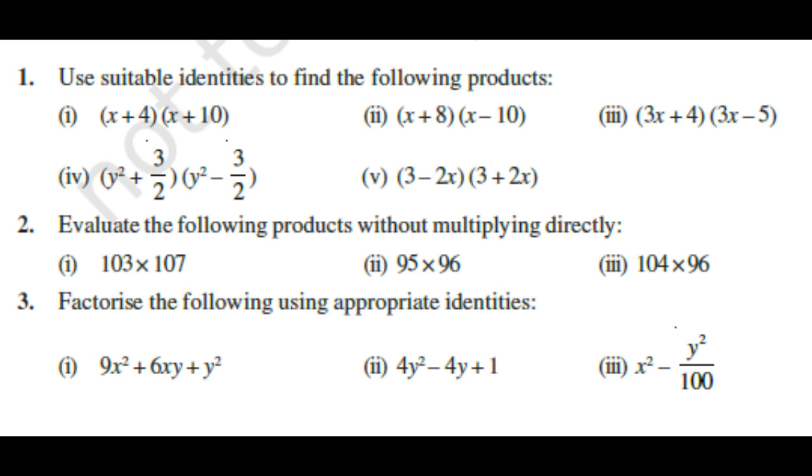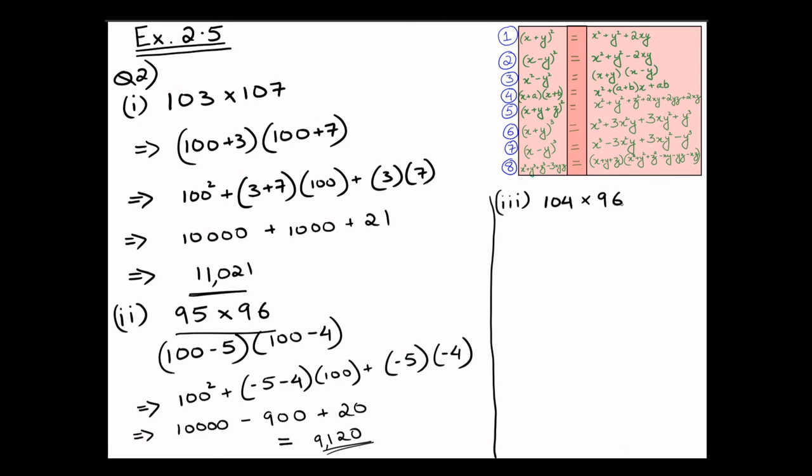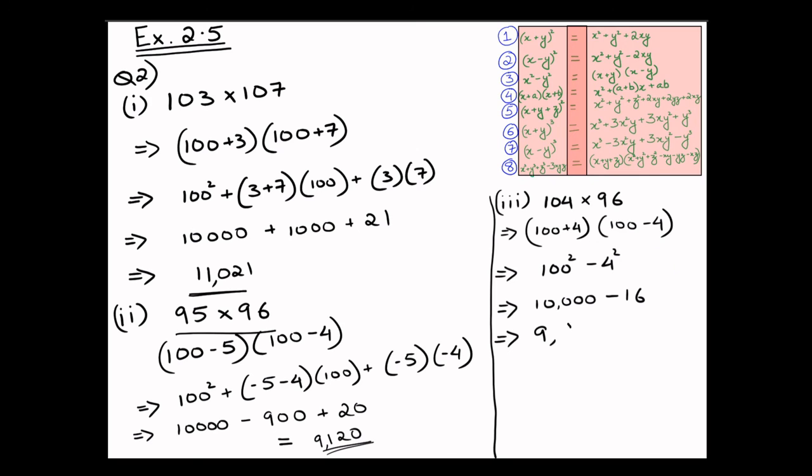The third part is 104 into 96. I'm going to represent this as 100 plus 4 multiplied by 100 minus 4. This is also similar to one of our identities. Identity number 3, or the right side of it. So this gives us 100 square minus 4 square, which is 10,000 minus 16, which is 9,984. Again, if we multiply these two directly, we'll get the exact same answer.